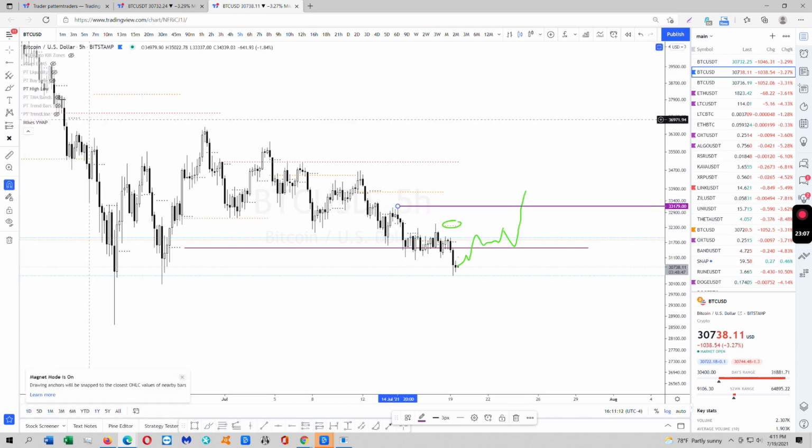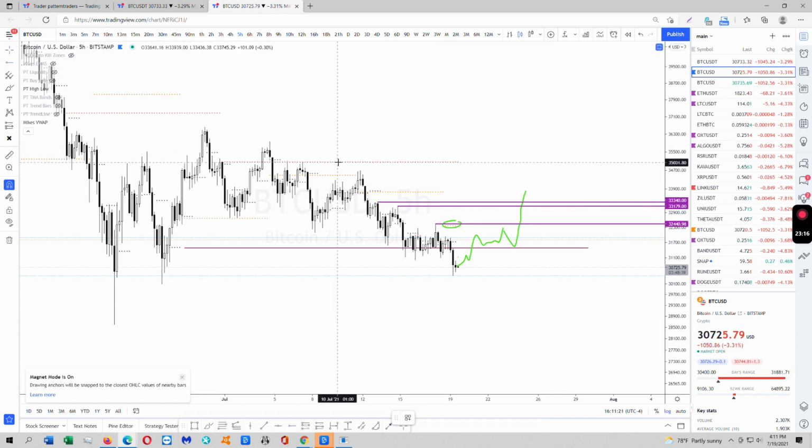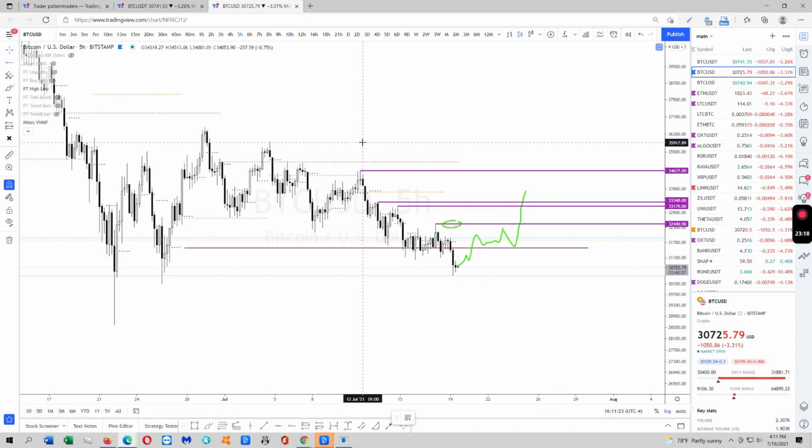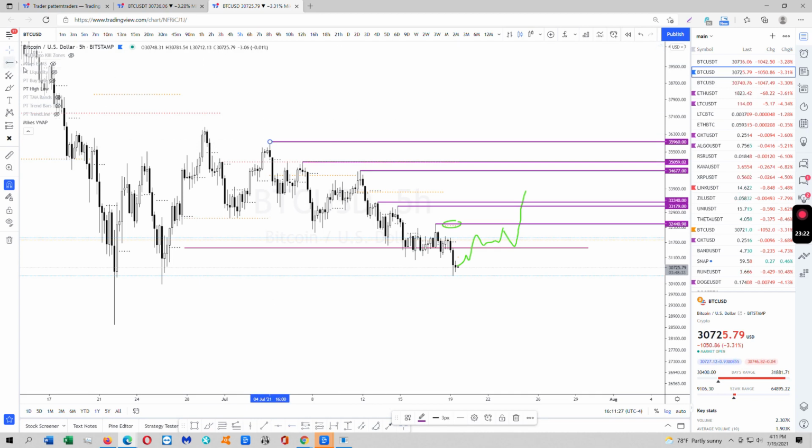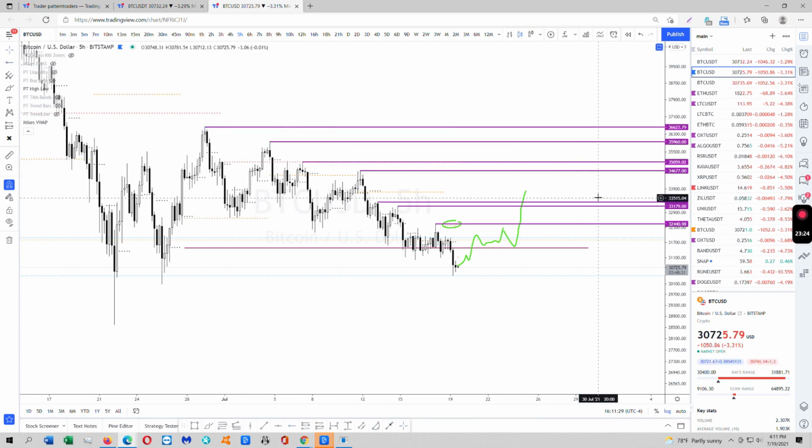Right here, 1, 2, 3, 4, 5, 6, 7 highs. All lower highs, all lower lows. What happens at the end? You get one big short squeeze.